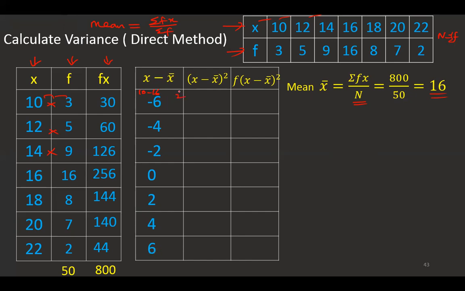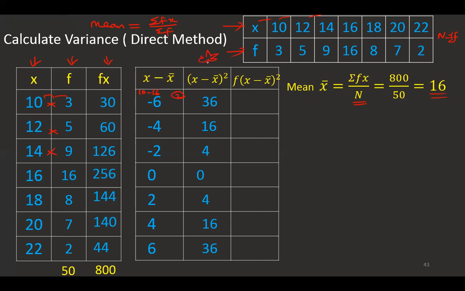Now square it. So we get 6 into 6, 36. 4 into 4, 16. 2 into 2, 4. Then 0. Then 2 into 2, 4. 4 into 4, 16. 6 into 6, 36. Now I'm going to multiply F with this. Which column am I going to multiply? I'm going to put a star here.